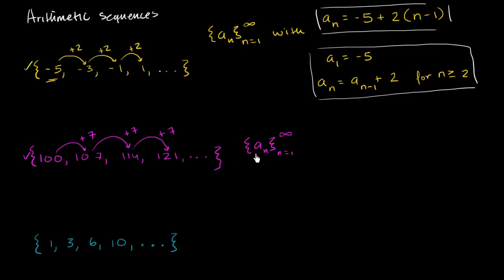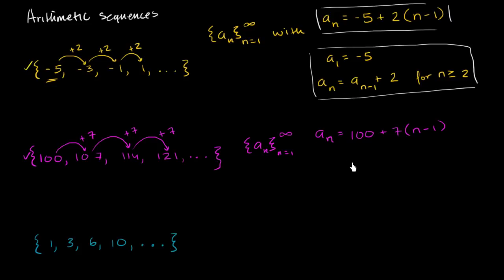Of a sub n, if we wanted to define it explicitly, is equal to 100 plus, we're adding 7 every time. And then each term, the second term we added 7 once, third term we add 7 twice. So for the nth term, we're going to add 7, n minus 1 times. So this is an explicit definition of it, but we could also do it recursively.